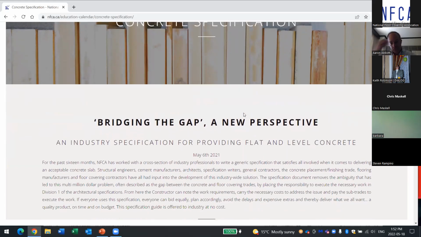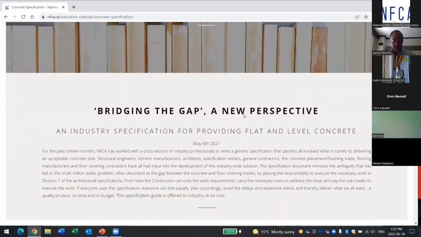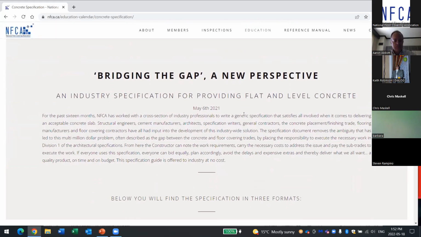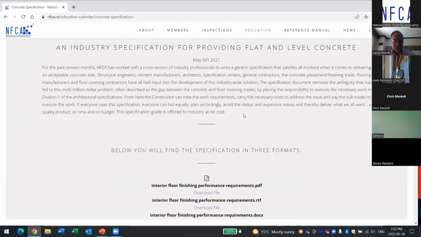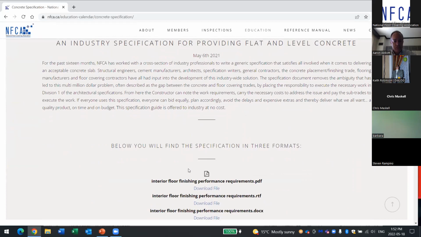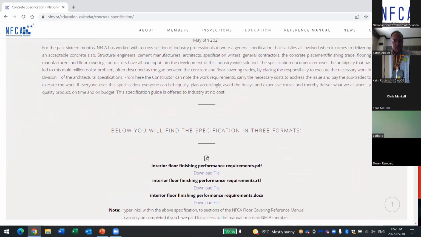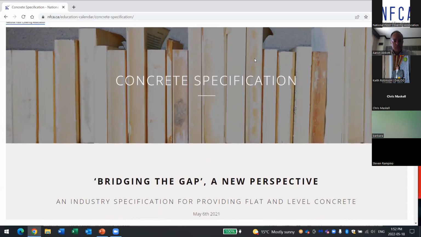Yeah, and to clarify, this concrete specification is targeting general contractors so that they can talk sense to their concrete sub-trade and their flooring trade. And this is a free download. All you've got to do is click on it and then do what you will. It was a tremendous process, that committee. Anyway.